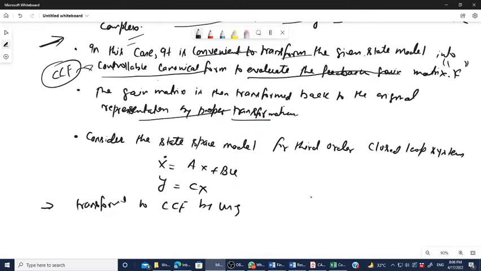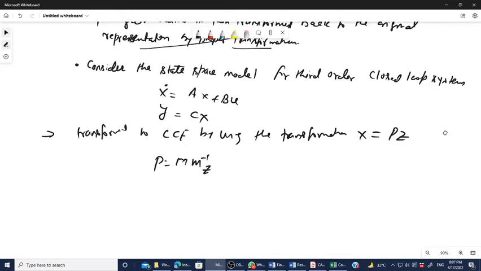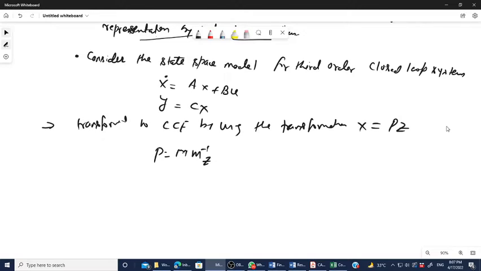So by using the transformation, you can say simply x dot is equal to Pz. And you know P is equal to M into M inverse z, where M is the controllability matrix of the given state space model.